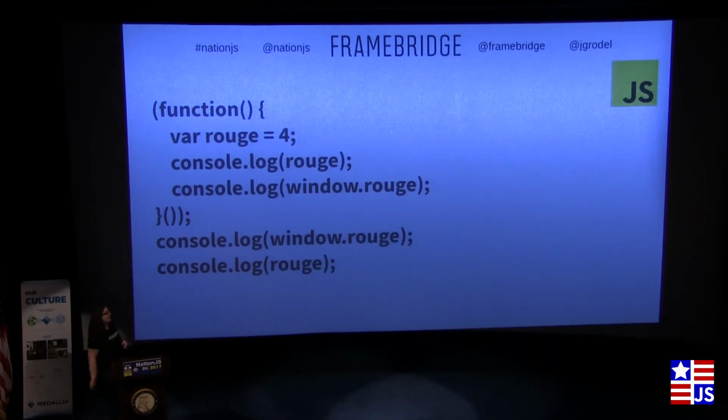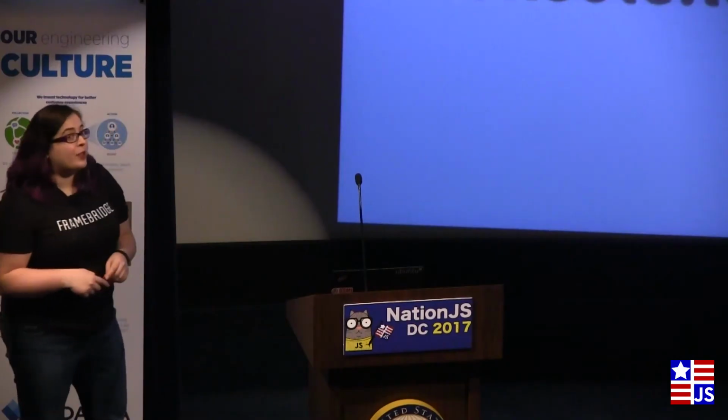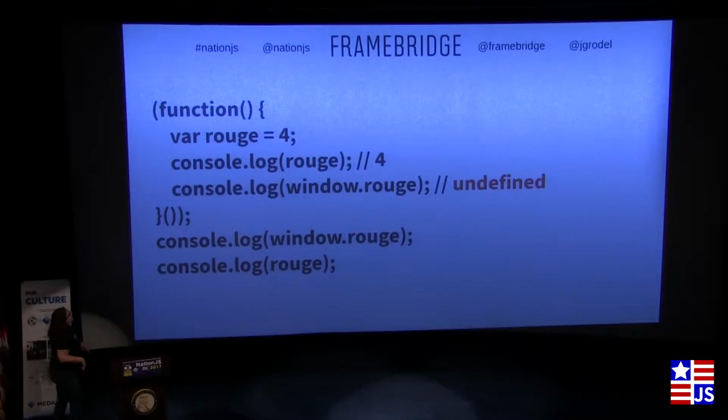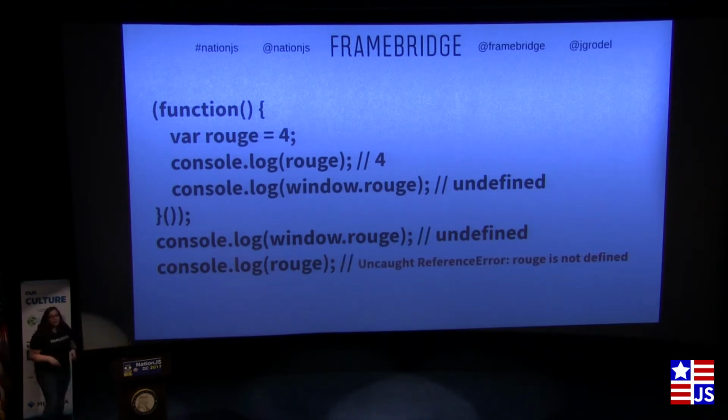But here's where we start to get a change. So the difference here is I'm now saying var rouge is 4. And then I can take a look at the value of rouge, and I get 4. If I ask for window.rouge, I've now got undefined. So things have changed. And when I come outside of this function, again, if I ask for window.rouge, I'll get undefined. If I try and use rouge itself, I'm going to get a JavaScript error, and my code's going to stop executing. So why does this happen?